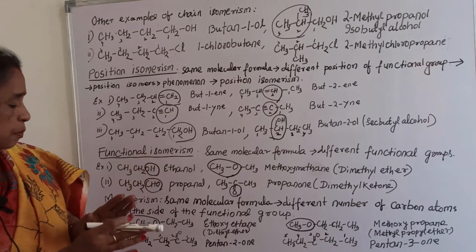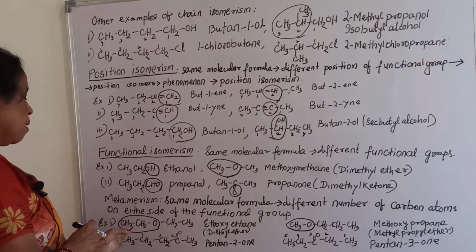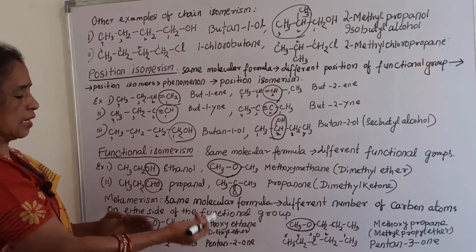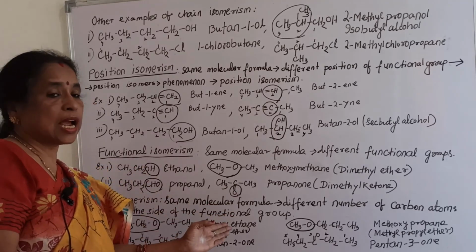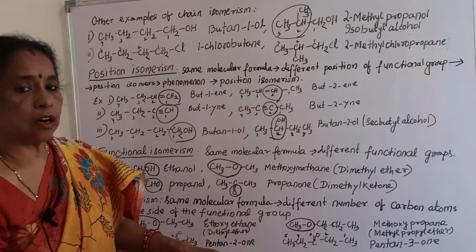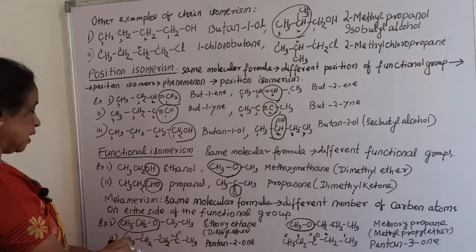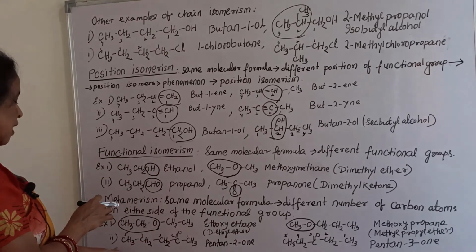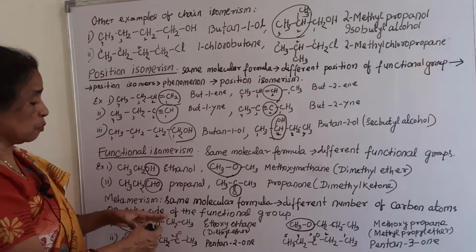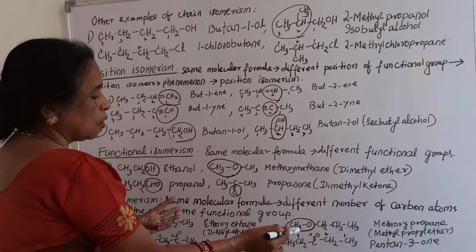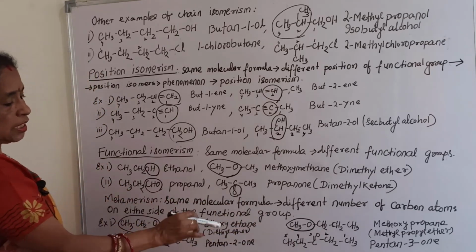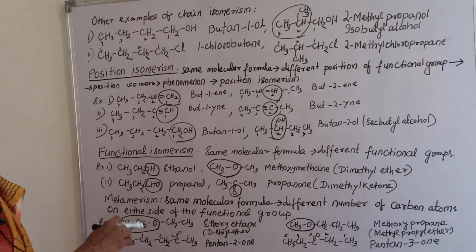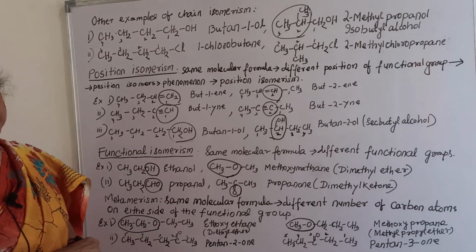Now we can see metamerism: same molecular formula but different number of carbon atoms on either side of the functional group. You can check the first example, both sides are 2, 2, and its metamer, one side is 1 carbon and the other side is 3 carbons. Similarly, in the next example, one side 1 carbon, one side 3 carbons, whereas in the metamer, one side 2, on the other side 2. So these are examples of metamers.